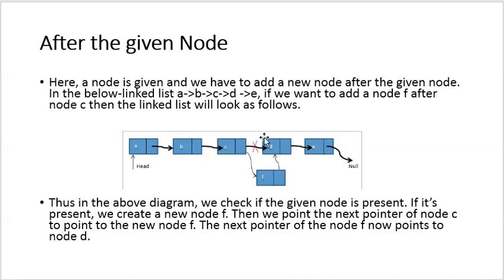For this you have to create a temp node, and then we will assign the temp to F. So like this we can insert nodes between the linked list.